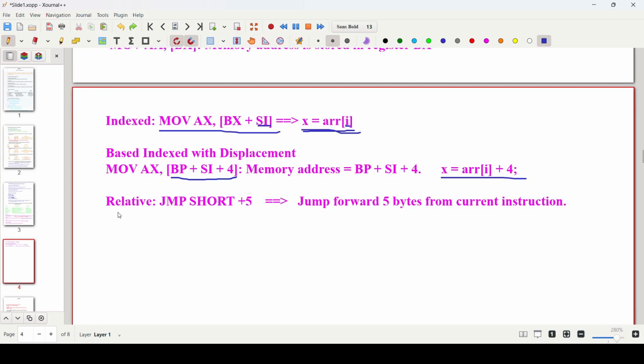And in the relative mode, we have this kind of instruction I have taken, for example JMP short +5, which means jump forward by 5 bytes from the current instruction.